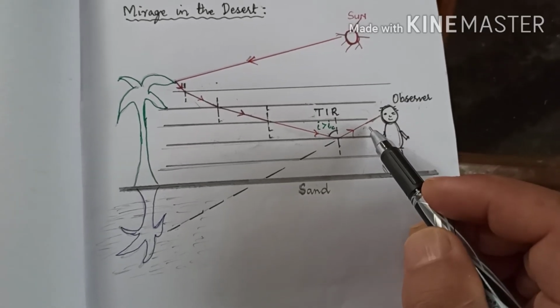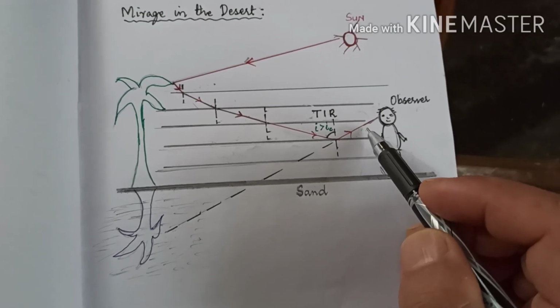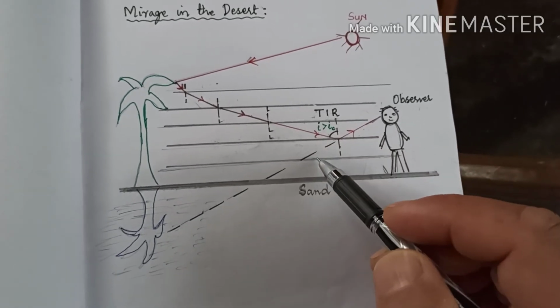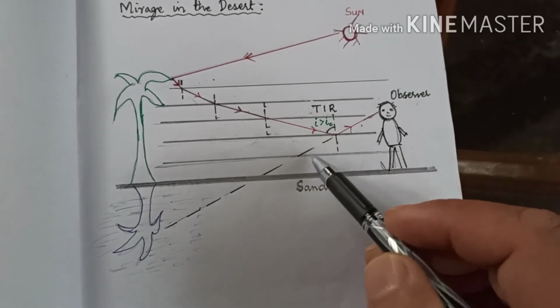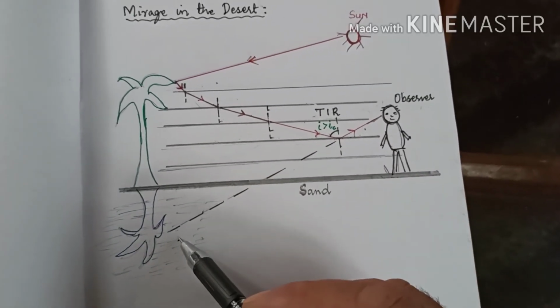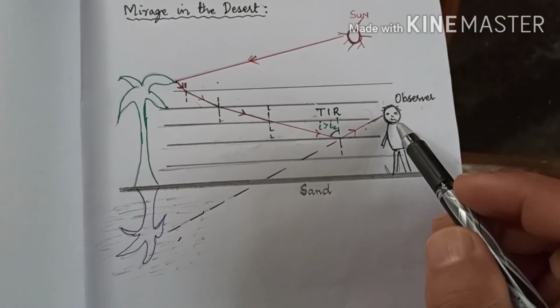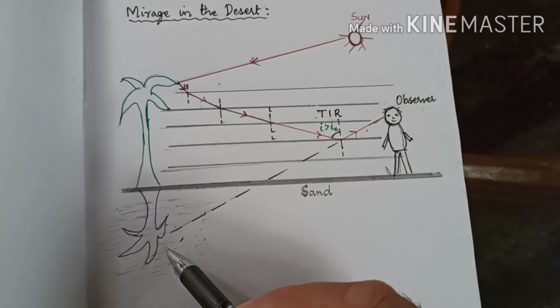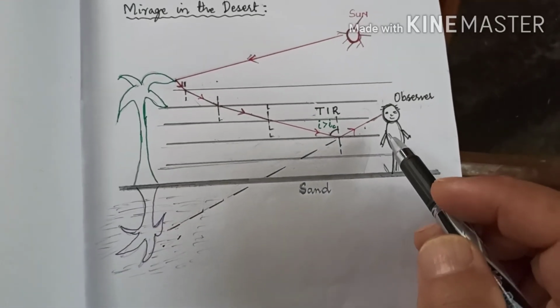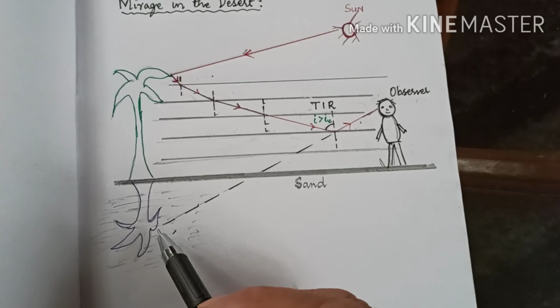A human being perceives that light travels in a straight line. So to this observer, this light appears to come from this point. So he sees the reflection of the tree under the tree, which gives him the false impression of a pool of water under the tree.